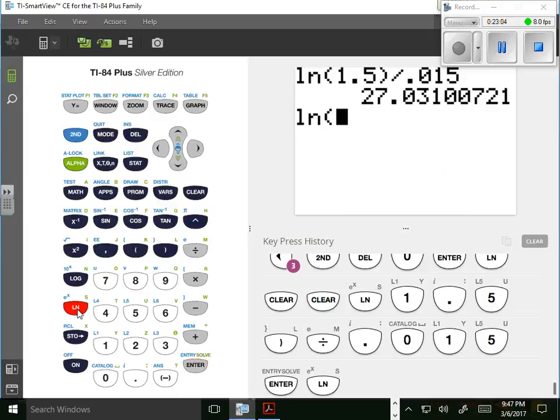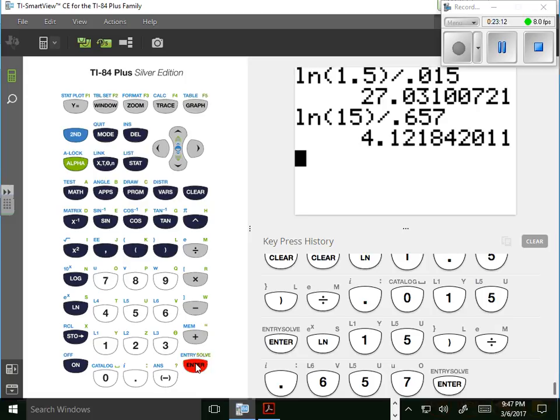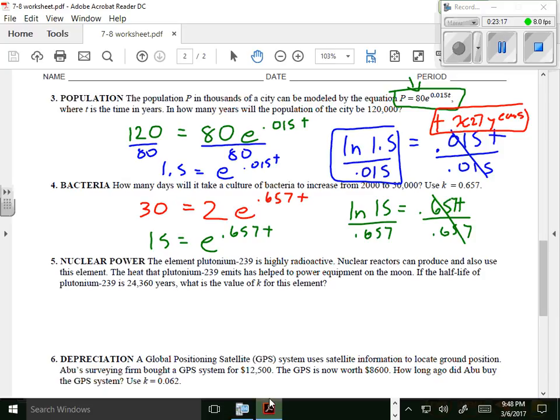Natural log of 15 divided by 0.657. We'll get about 4.1218. So approximately 4 years. Uh-oh, that was a 5. Back up. That's a 50. So this should have been a 50. Changes that to 25. Changes that to 25.